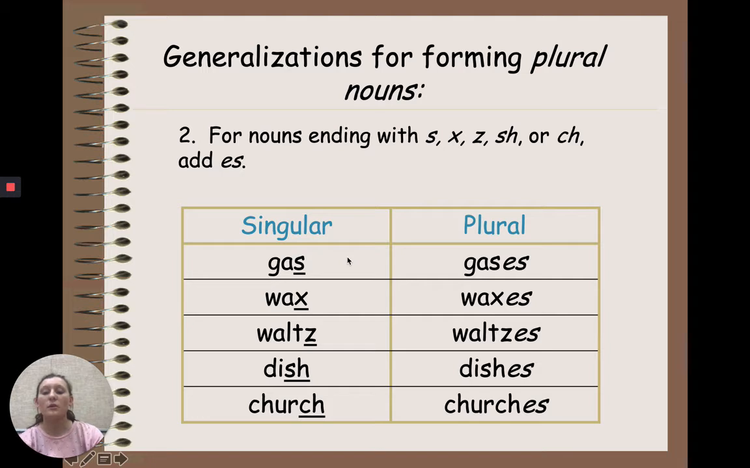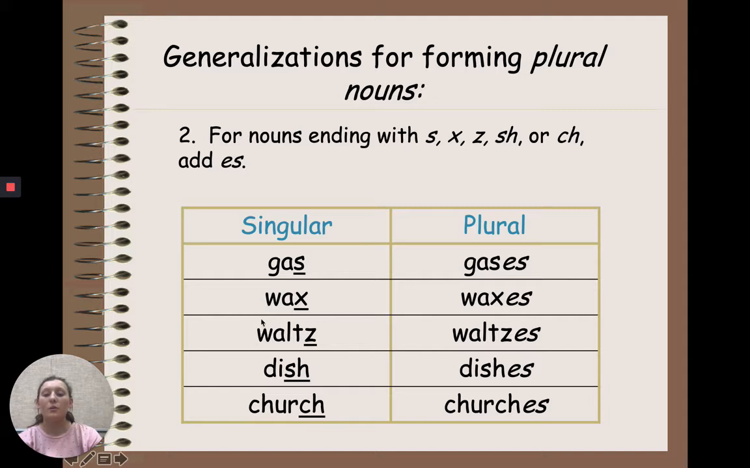So we have the word gas as singular, and it has an S at the end, and so we know that because it ends with an S, we need to add ES onto the end. Next we have the word wax, and we see that it ends in the letter X, so we need to add ES on to make it waxes.